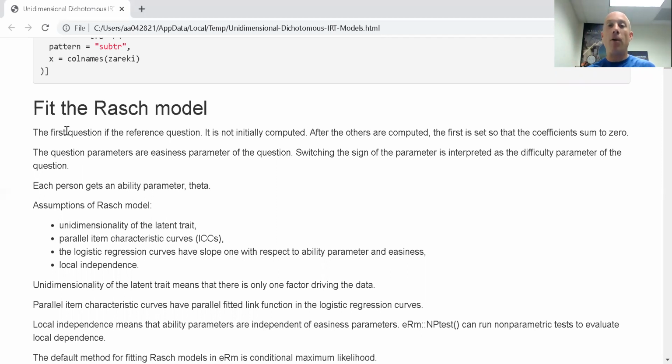Now, something about difficulty and easiness. The difficulty is the negative of the easiness. How it is presented in the eRm package in R, which stands for estimate Rasch model, is as an easiness parameter. By multiplying by a negative sign, it turns into a difficulty parameter. So when you hear me say easiness or difficulty, I'm really saying the same thing. I prefer saying difficulty because I think it reflects how we think about questions more than saying easiness.